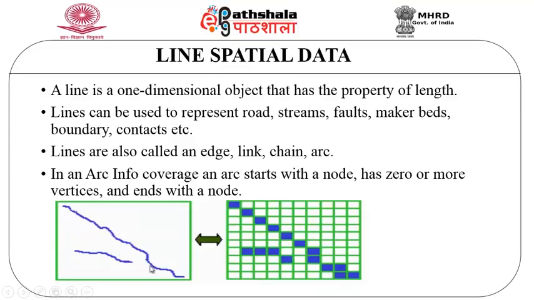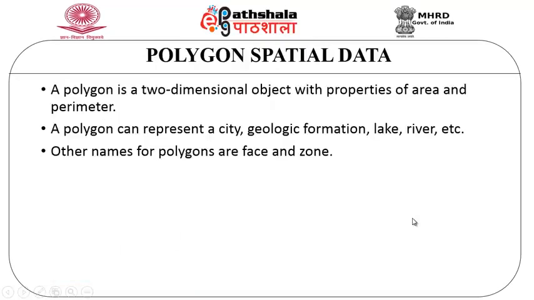Here we can see the continuous line which flows from one source node to the destination node. Here there are two lines being represented. Similarly, the same line is being represented in the form of a grid or in a matrix format. The next kind of spatial data is polygon spatial data. A polygon is usually called a two-dimensional object with the properties of area and perimeter associated with it. A polygon can be used to represent a city or some kind of geologic formations or lakes, rivers, etc.